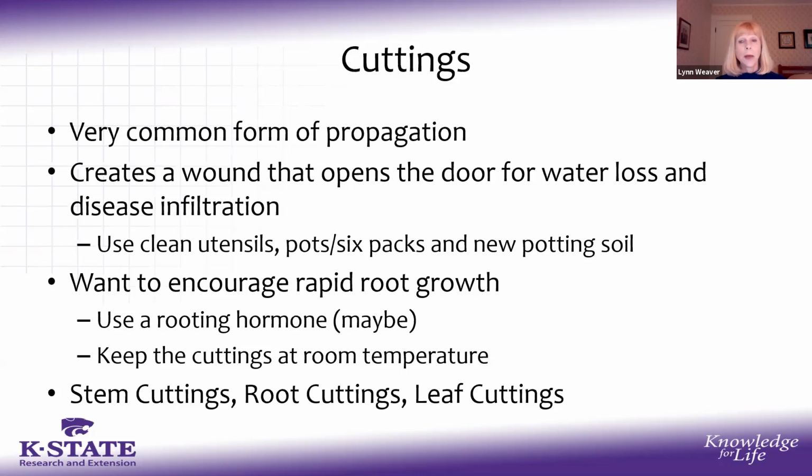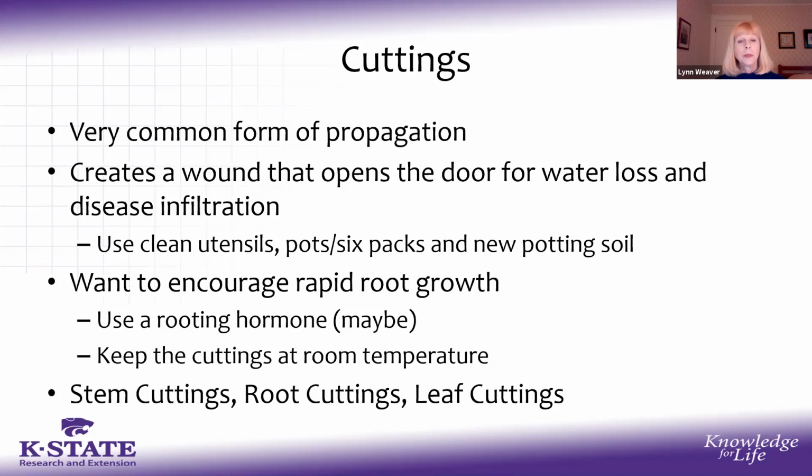You want to encourage rapid root growth, so you might want to use a rooting hormone. Rooting hormones come in liquid, gel, and powder, and they contain synthetic hormones similar to those that occur naturally in plants. Do a little research to see if what you want to propagate requires rooting hormone. Not everything does. Usually it's not necessary unless what you're going to propagate requires it or is difficult to root. You're going to keep the cuttings at room temperature.